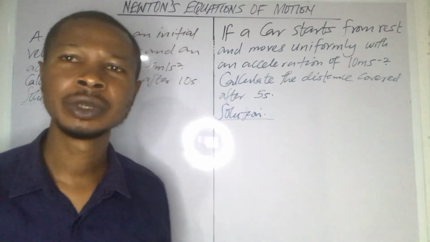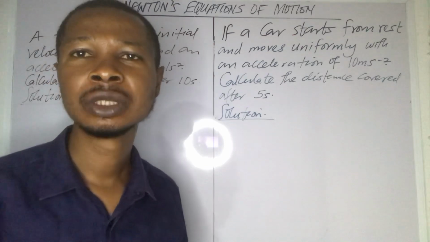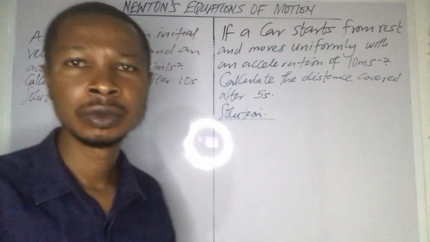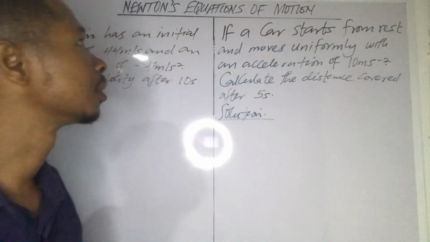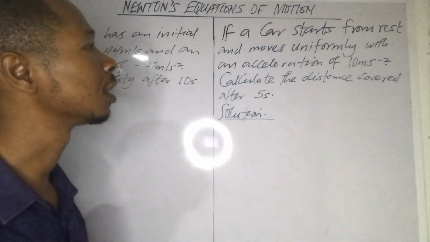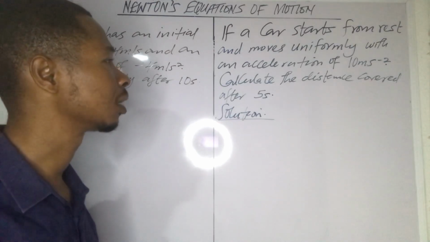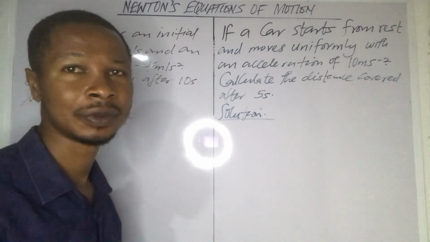Hello. In this class also, we are still looking at more examples on equations of motion. Looking at these examples: if a car starts from rest and moves uniformly with an acceleration of 10 meters per square second, calculate the distance covered after 5 seconds.